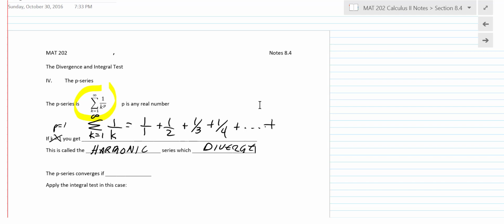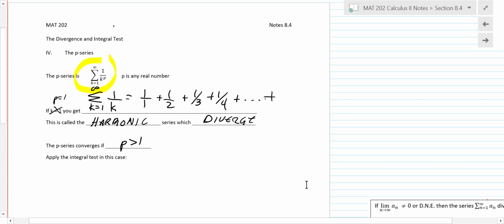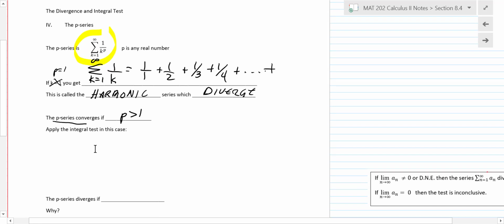So anyway, let's look at what happens on this p-series. It turns out, let's look at what happens if p is greater than 1. If p is greater than 1, then that p-series is going to converge. I'm going to show you why that is the case. Let's look at the integral from 1 to infinity of 1 over x to the p dx. Let's just say p is some number bigger than 1.